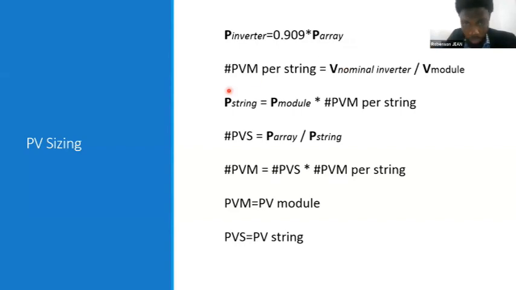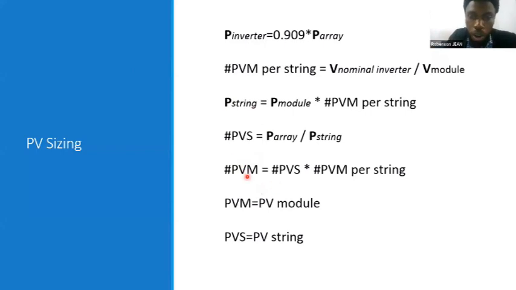And this is the number of photovoltaic modules per string, that is equal to the nominal voltage of the inverter divided by the voltage of the module. So here we can know how many modules we should have in a string. And the power of the string is the power of the module times the number of photovoltaic modules per string. And to know how many photovoltaic strings we should have, it is the power of the PV array divided by the power of the string that we already know how to find.